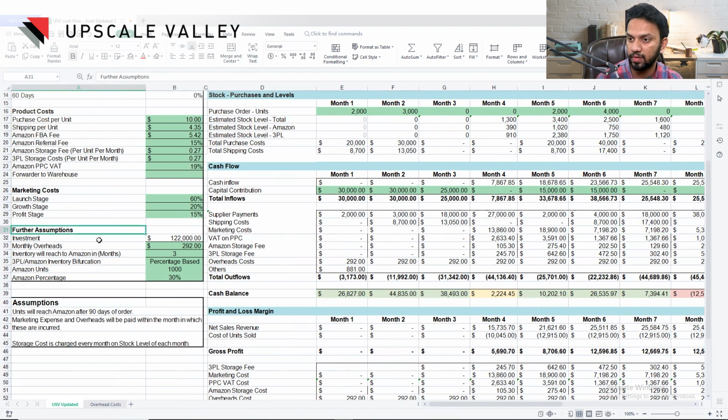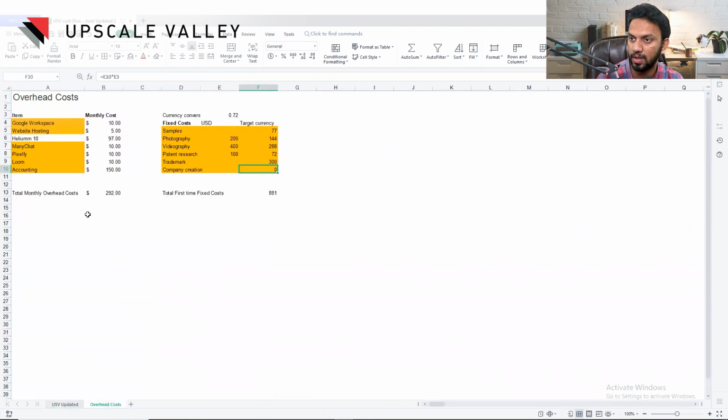Okay, so here are the further assumptions. Here is the investment part. These are all the assumed numbers, so don't worry about this. Here is the assumed number, the investment part. Here is the monthly overhead. And the second tab here, the overhead cost, is explaining the overhead part.